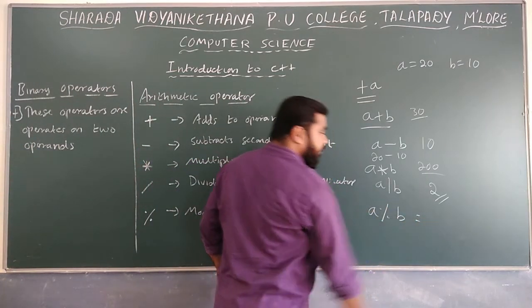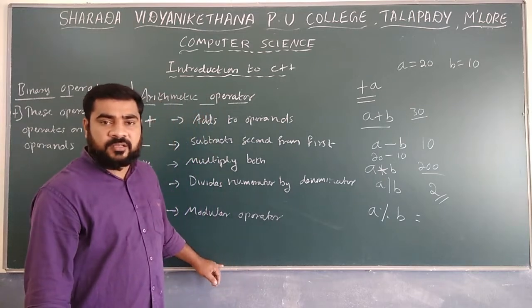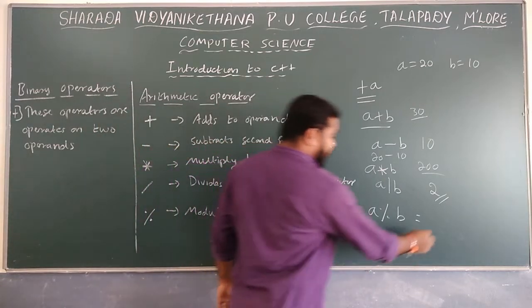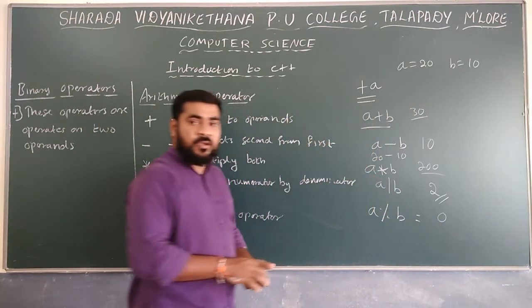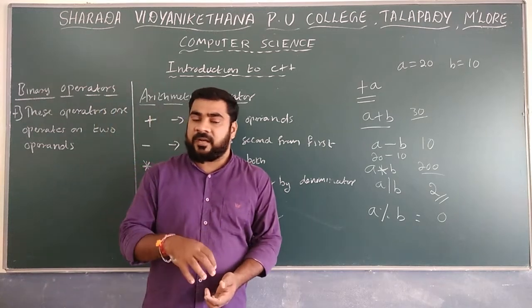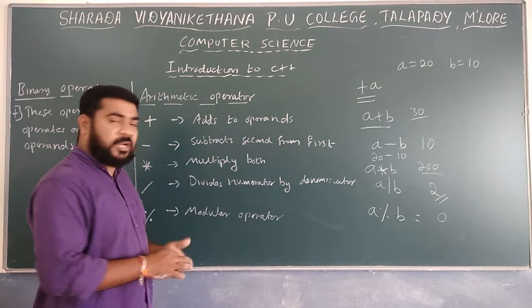What is the value of A modulus B? Here it will be 0. There is no remainder here. That remainder we get in case of the modular operation.